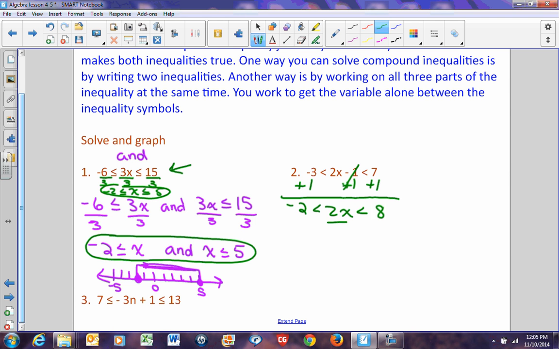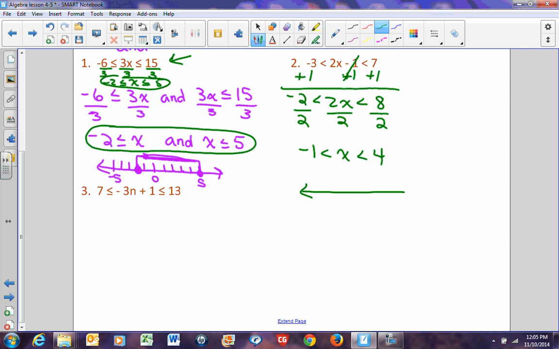Divide everything by 2: divide the middle by 2, divide the left by 2, divide the right by 2. Since I divided by a positive number, my inequality symbol does not change just because I have a negative answer here. Negative 2 divided by 2 is negative 1, which is less than x, which is less than 4. So x is between negative 1 and 4. So if I was to graph this, there's 0, negative 5, positive 5. X is greater than negative 1, open circle at negative 1, but less than 4, open circle at 4, and a line between the two.